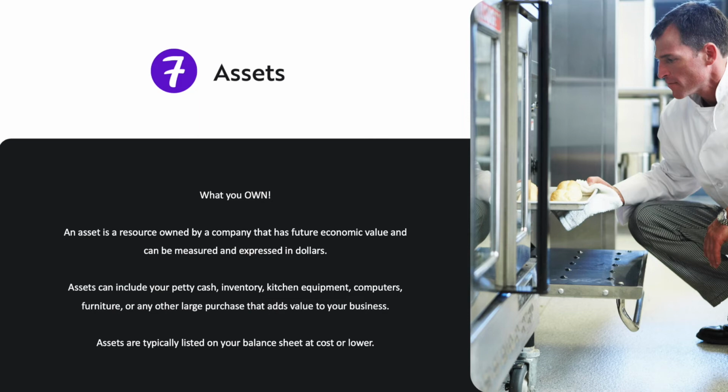Assets are typically listed on your balance sheet at cost or lower. It is important to understand your asset status because assets lose value over time and can affect your cash position when you need to replace them. Because they live on the balance sheet, profitability won't be affected, but your cash flow will be. If you were to ever sell your business, you'd try to get the highest amount of value for those assets that you own.